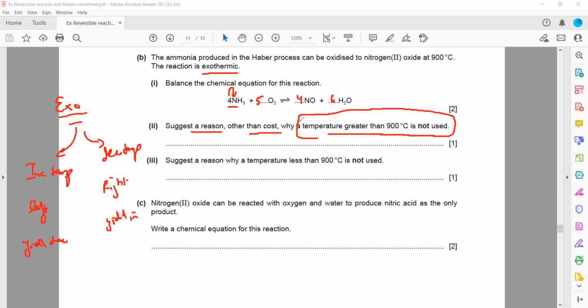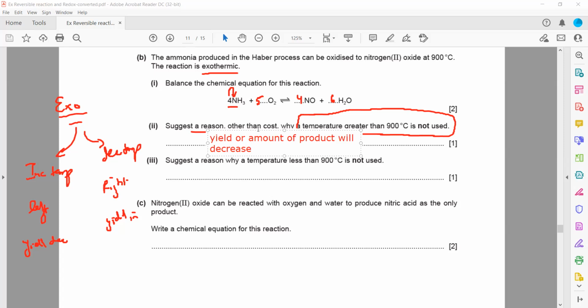So why did we not use a high temperature? Because if you use a high temperature, then what happens? The yield, or the amount of the product, will decrease. That's why we do not use a high temperature.